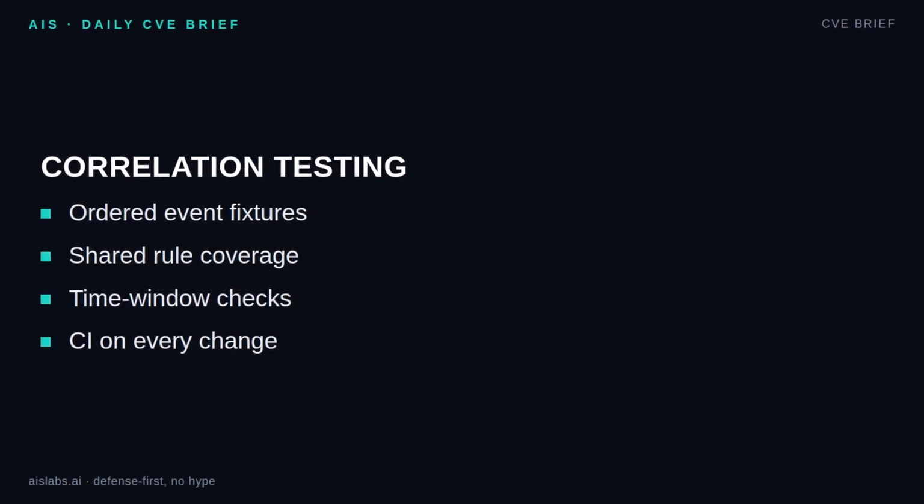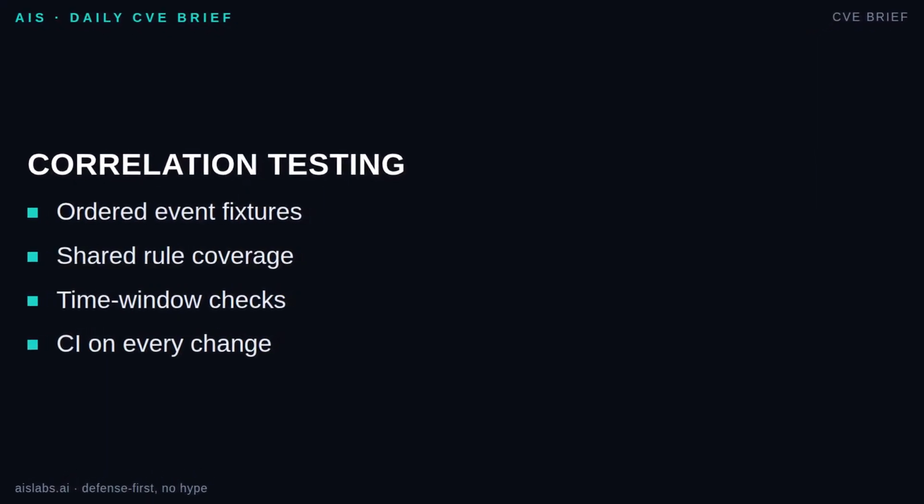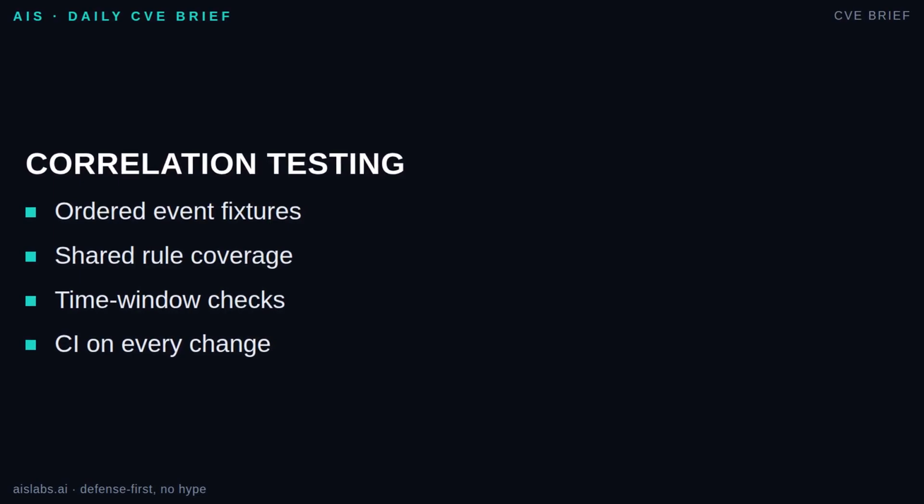SIEM correlation rule testing is the practice of proving that a detection rule works when several related events happen in a specific order, within a defined time window. In plain English, you feed the SIEM a small story, not a single sentence, and you check that the right alert appears. This supports the detect function you see in common security frameworks. Collect events, analyze them, and identify suspicious activity.